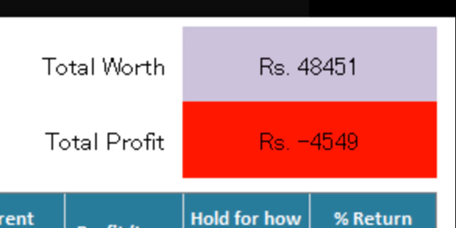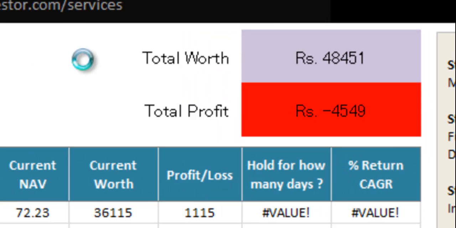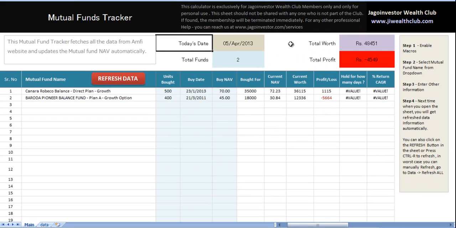And once you populate this with all the mutual funds you have, all you need to do next time is just open this sheet and it will connect to the net and pull down all the NAVs and show you the current worth. Okay, so this one is done.